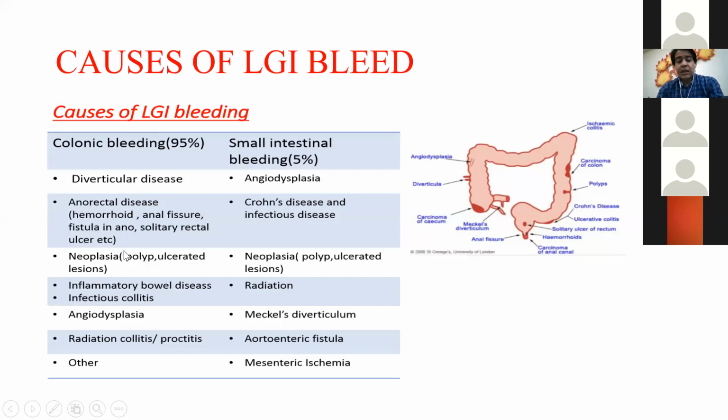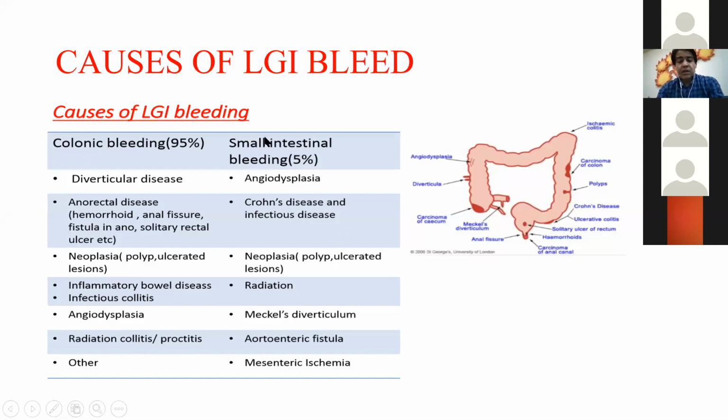Lower GI bleed can be caused by lower GI malignancy, polyp, and ulcerated lesions. Lower GI bleed may also come in the form of inflammatory bowel disease and infectious colitis. Angiodysplasia is a very rare cause of the lower GI bleed. This cause usually does not present as fresh bleed but as occult lower GI bleed. Radiation colitis or proctitis. We will discuss all these causes in detail one by one.